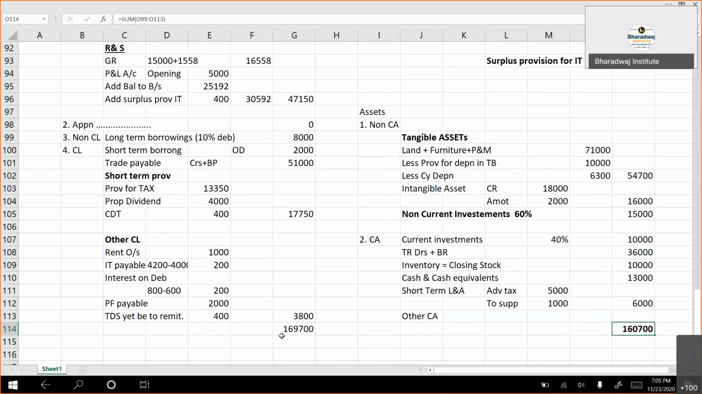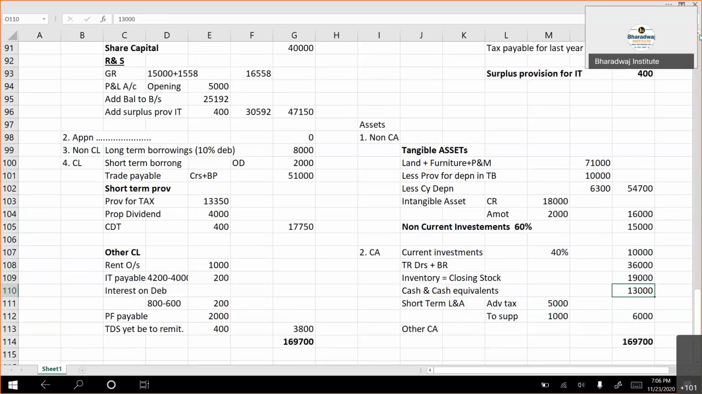Why is there a difference? If it is one item, we can understand. Which one? Okay, closing stock is 19,000. Okay. Done. 1,69,700. Good that you are correcting me, so you can easily write your exam and get the maximum marks.